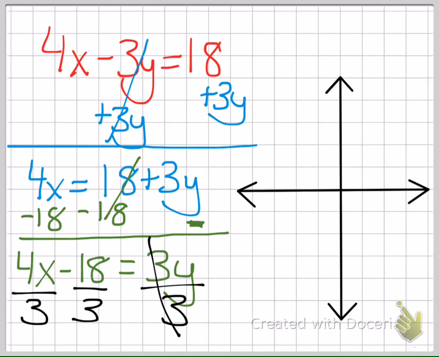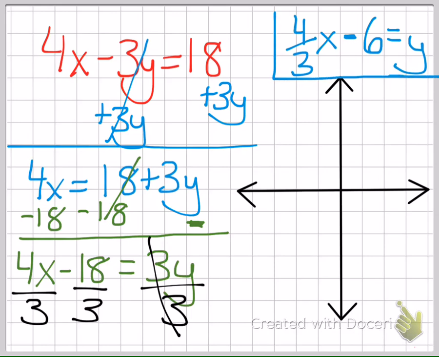So once I do that, can I simplify 4/3 x anymore? Nope. I'm going to leave that. I don't want a decimal because I don't know how to graph decimals when they're slopes. Minus 18 over 3, 6 equals y. So this would be what I have to graph now. That's in slope-intercept form, even though the y is on the right side of the equal sign. I just need to get the y by itself.